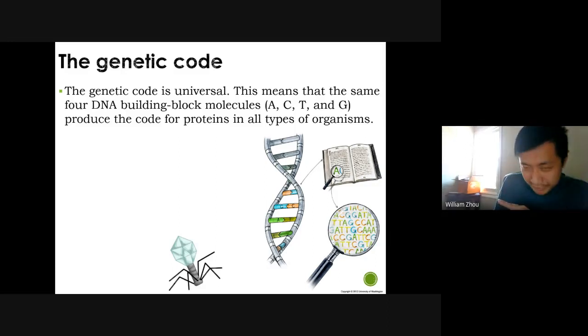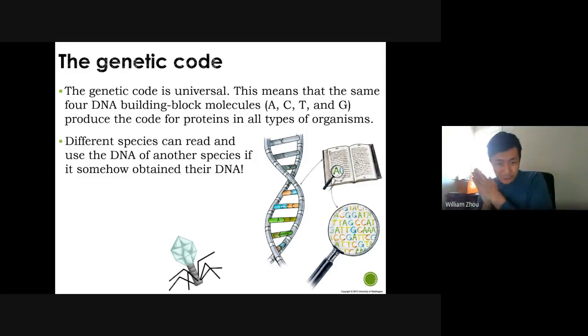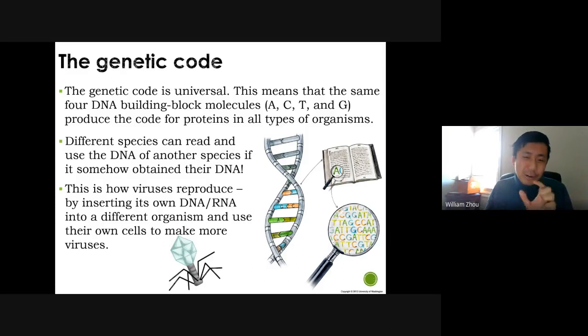If your body speaks it, then your dog speaks it, mosquitoes speak it, the coronavirus, unfortunately, speaks it. That's why it can attack you. So different species of organism can read the DNA of everyone else if they got their hands on it. Okay. Normally, you wouldn't get your hands on someone else's DNA, so you wouldn't have a chance to read it. But viruses, that's exactly what they do.